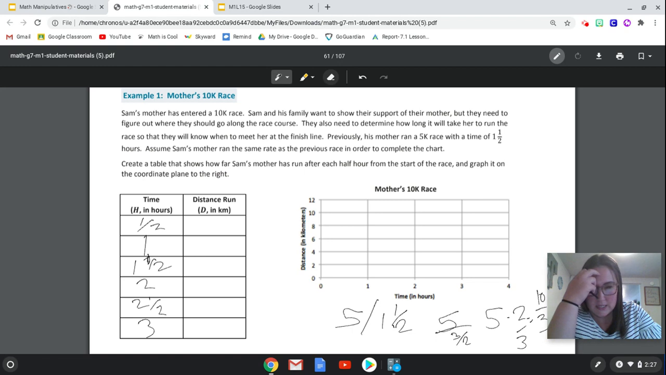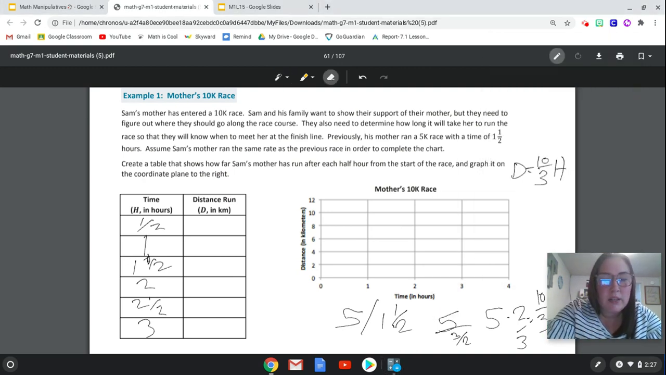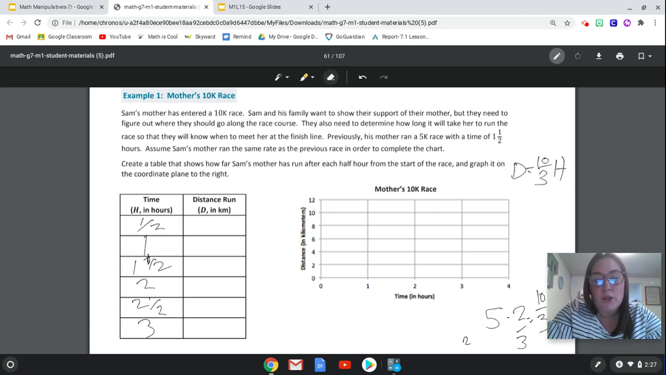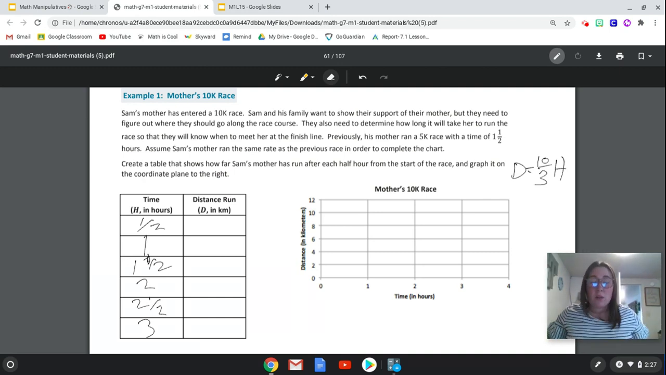So to do my distance, how am I going to do that? I already have that distance equals 10 thirds, so my y equals kx. Oh, and I already have all my h's written down. So I just have to plug into this equation. Okay, I can do that. We're going to erase this really quick. And I'm going to show you one, and then I'm going to pause this and fill the rest out. We're going to go over it, and then we're going to graph it.